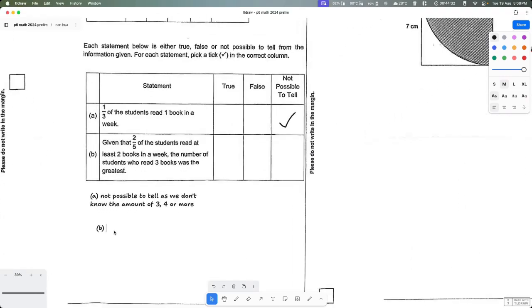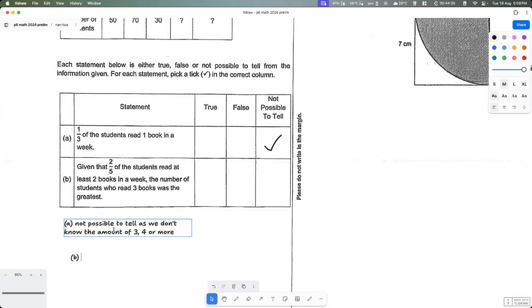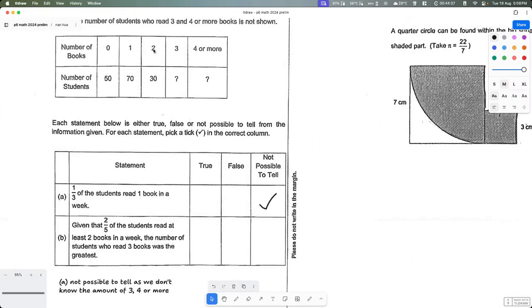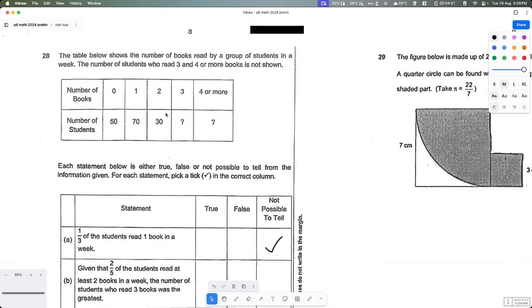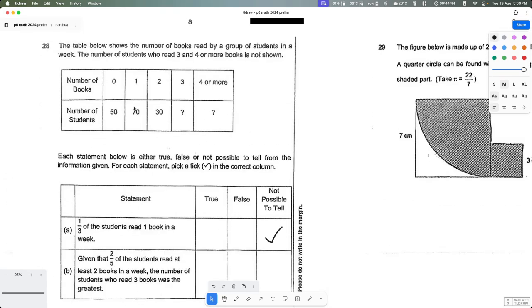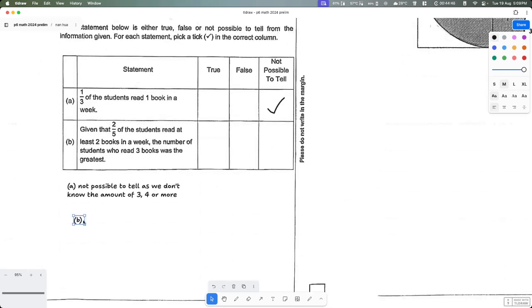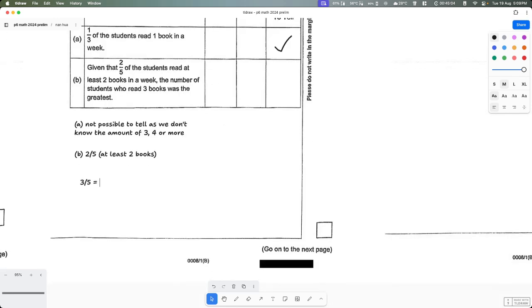All right, so for part B, given that 2/5 of the students read at least 2 books in a week, the number of students who read 3 books was the greatest. Okay, so in this case, 2 books or less, so it means 2/5 is at least 2 books, right? So that means 3 over 5 is equal to 50 plus.